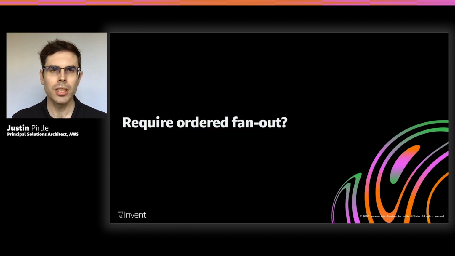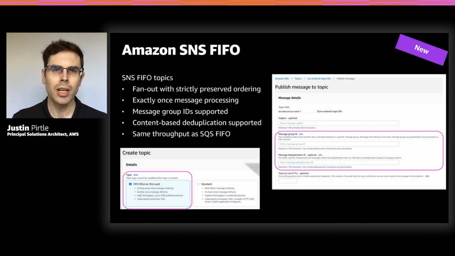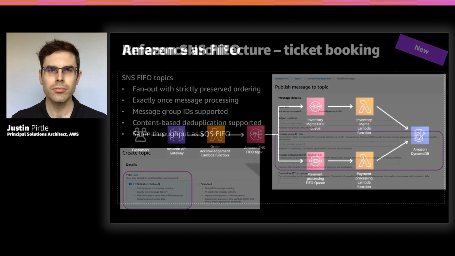But what if you also need in your application ordered fanout? Well, I'm pleased to announce that as of the last month or so, we now have SNS FIFO topics. So the same first in, first out guarantees with strictly preserved ordering, exactly once delivery, through message group IDs and message deduplication IDs are all present on SNS topics as well now. The same throughput constraints apply to both SNS FIFO and SQS FIFO as well.